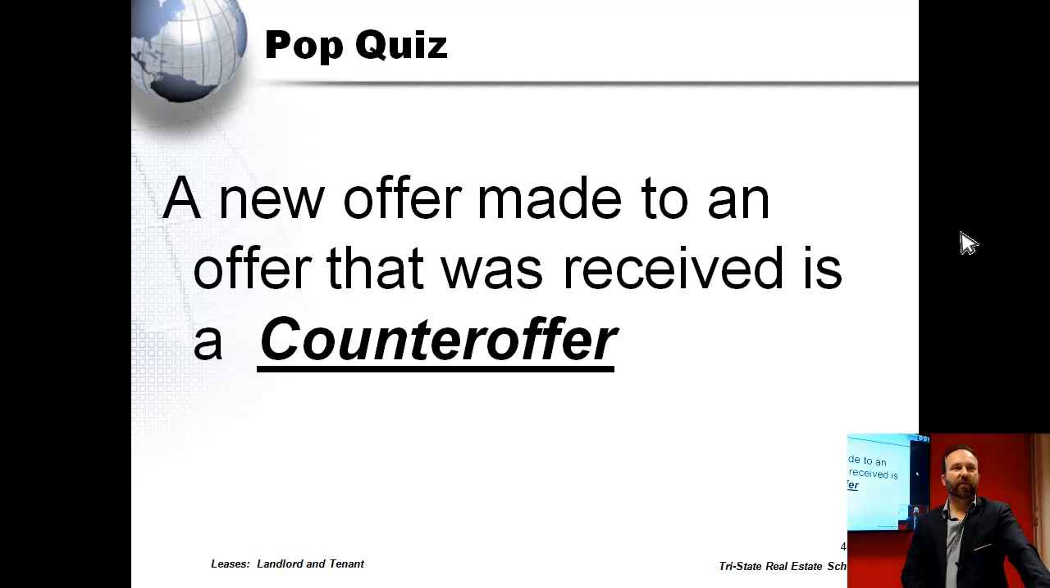So a new offer made on an offer that was received is called a counteroffer. We did that in the last chapter on contracts.